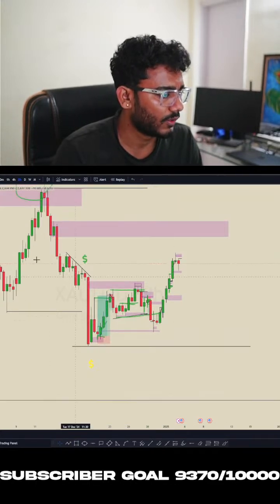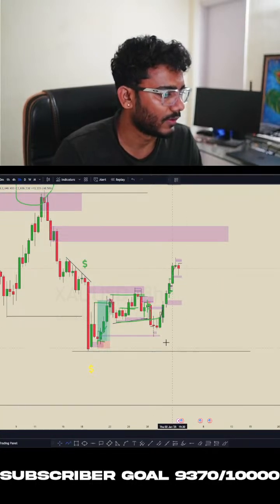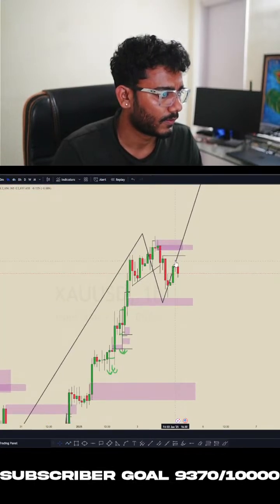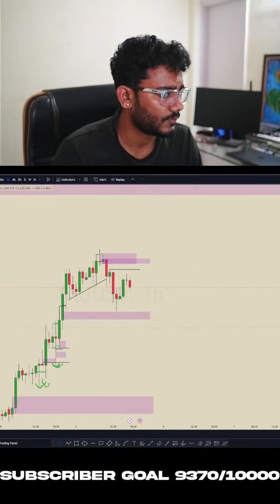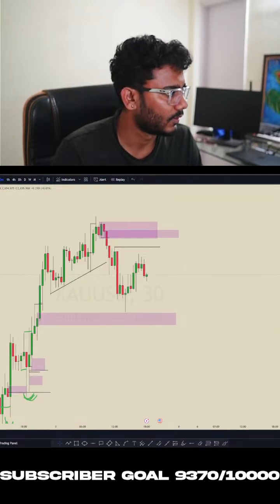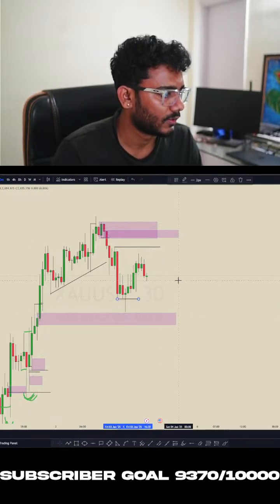So right now, as we are looking at this chart, we can see price is making higher and higher lows. So if we see here on 30 minutes, price tapped this FVG and then swept this liquidity.